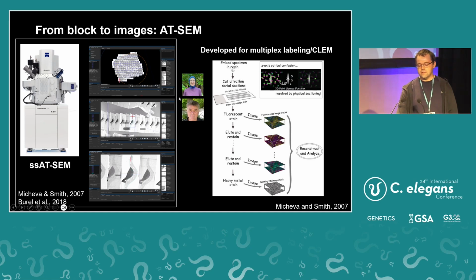So this was originally developed for multiplex labeling or correlative light and electron microscopy. So this was developed by Christina Mashiva and Stephen Smith. And the idea was that you take your tissue, you cut your sections, put them on a glass slide, and then you can stain for your antigens of interest, then strip it, then stain it, and so forth. And then after that, you can stain it with heavy metals and look at it in the electron microscope.